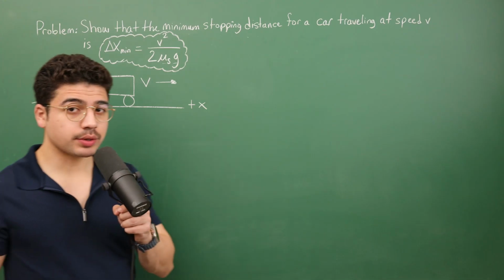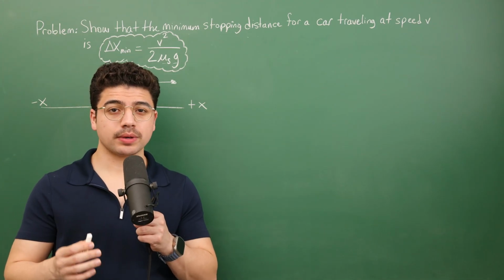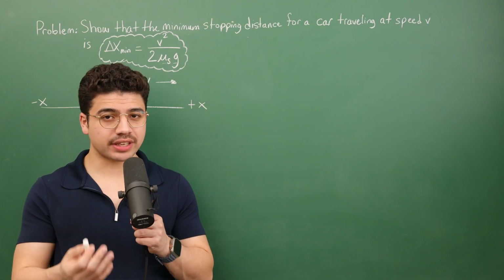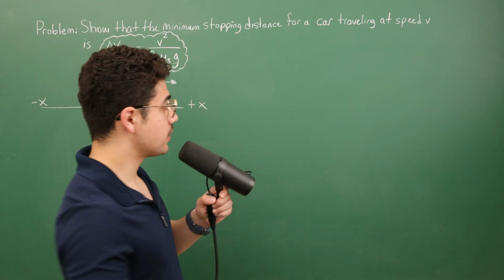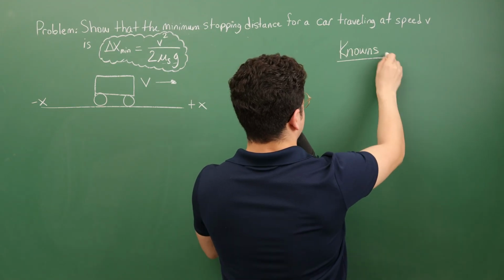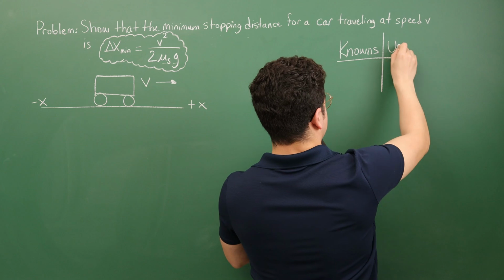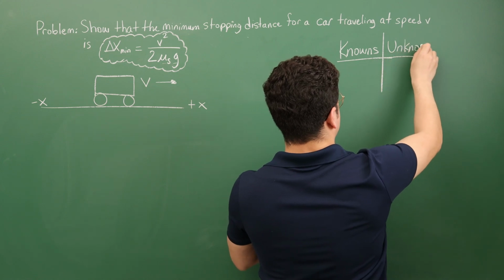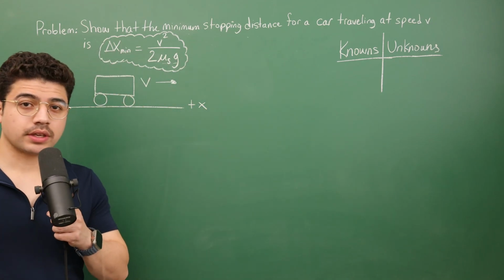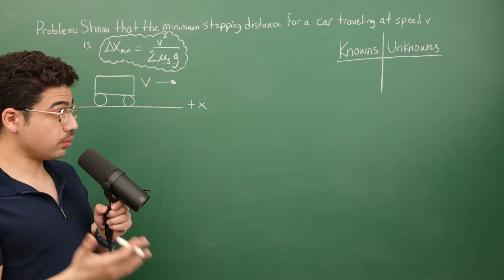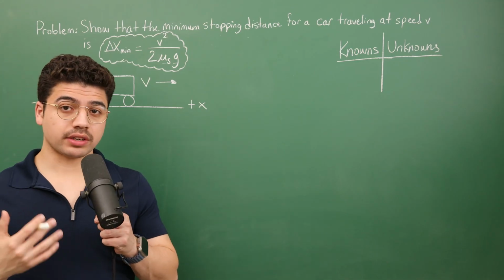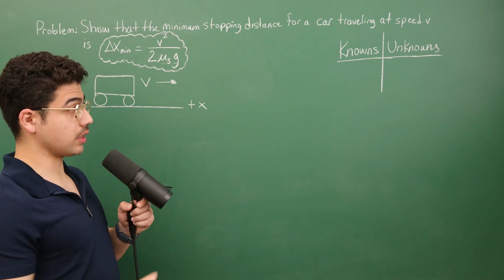Now, to help us organize our information even more, we're going to create a table of knowns and unknowns. And this is a way for us to take inventory of information we're given and what we're trying to solve for. So it looks like this. So this is our table of knowns and unknown values. If we know a certain particular value, then we're going to write it under the known column. If we're trying to solve for something, then we're going to write it under the unknown column.